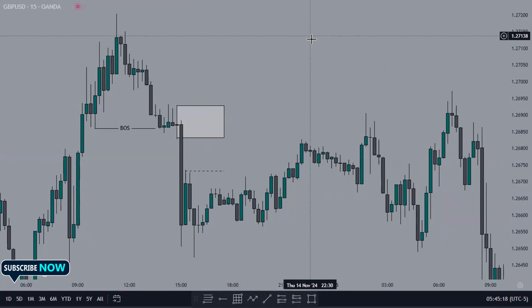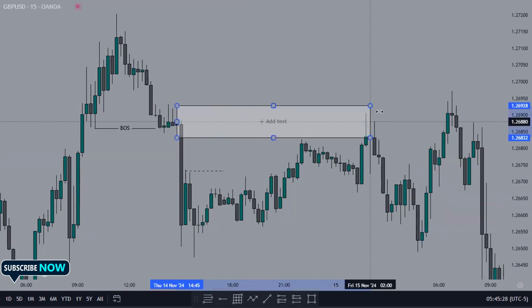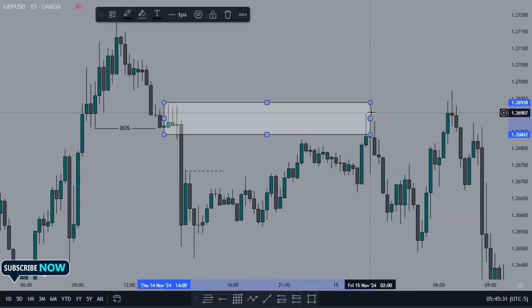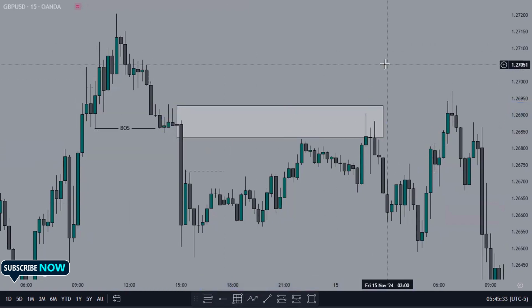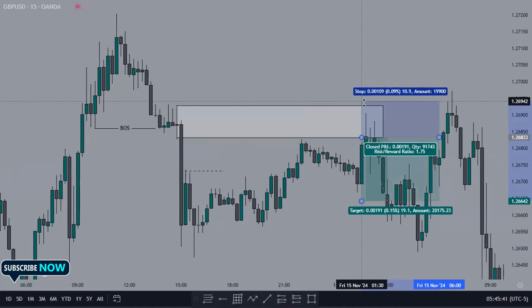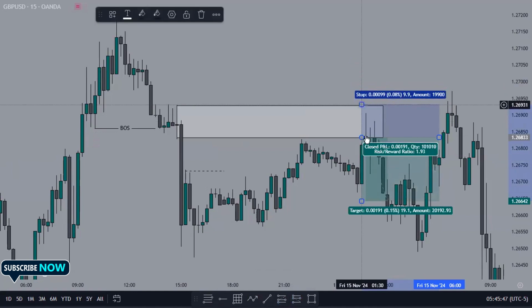Let me get this out of the way. Let me stretch this out. If I stretch this out, you see where price tapped into my supply zone, right? Now, all I have to do is set my sell limit here. On tiny zones, I take the entry of the order block. On larger zones or larger order blocks, I take my entry a little bit deep into the zone because 80% of the time, price will go deeper before actually dropping.